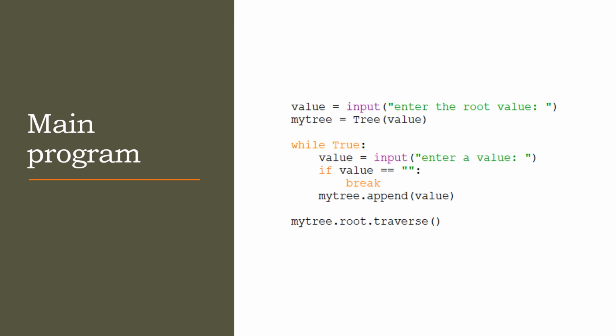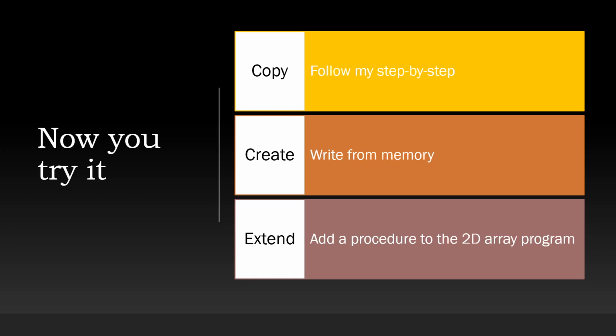In the main program, we call it from the root value. So remember, it's a node method, so we call it from the root node. Look at that final line of the program, mytree.root.traverse. So traverse from the root, but because it's a recursive program, it will continue to dig down until it reaches the bottom of the tree and then start to print out the values. Well, you can simply follow that program that I've just shown you and make it work that way, or try and write it from memory.